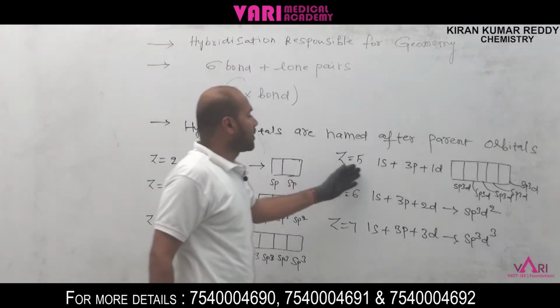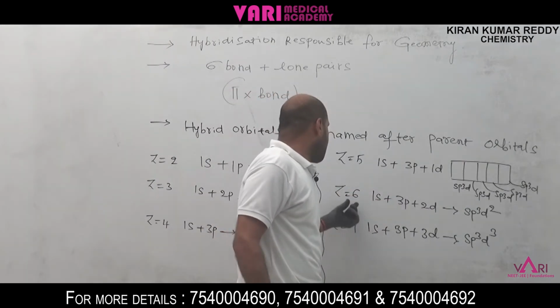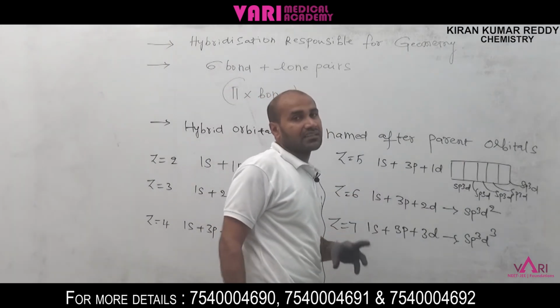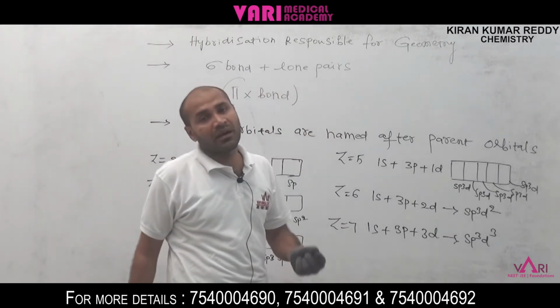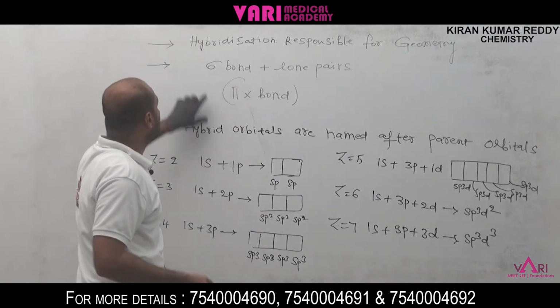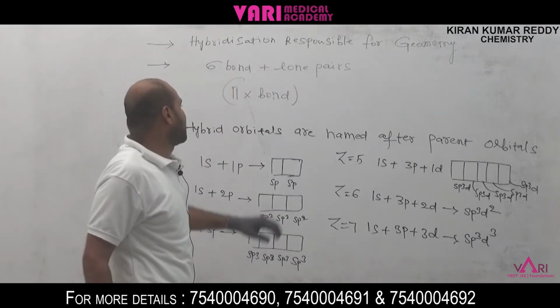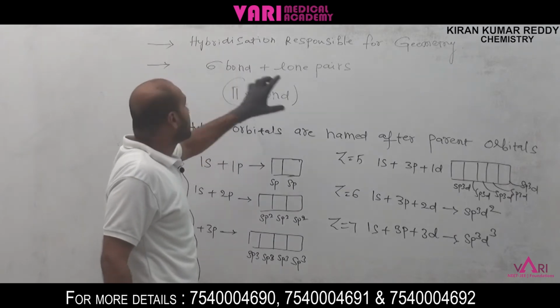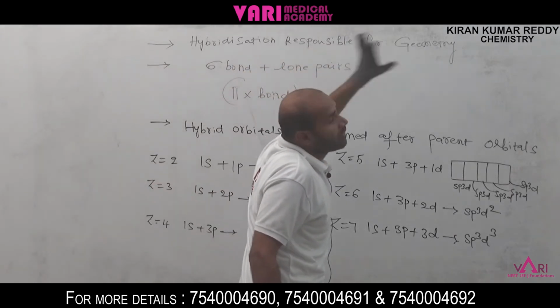Z is equal to 5 means what is the geometry? Trigonal bipyramidal. Z is equal to 6 means octahedral. Z is equal to 7 means pentagonal bipyramidal. These are the hybridization. Sigma bonds and lone pairs only are responsible for hybridization. There is no discussion about pi bond. Hybridization is responsible for geometry.